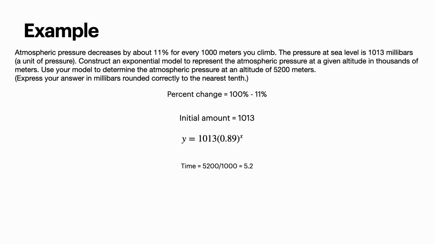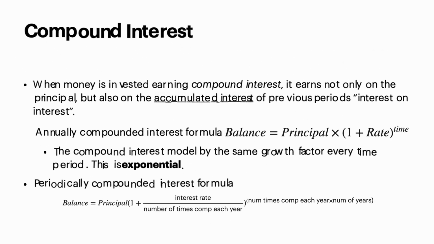The issue with this problem is it's changing every 1,000 meters. So I have to understand how this value changes. I can't just plug in 5,200. So I find that it's changing 5.2 times. Plug that in our model. And now we have the new pressure.